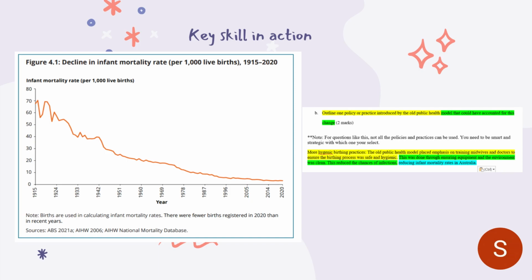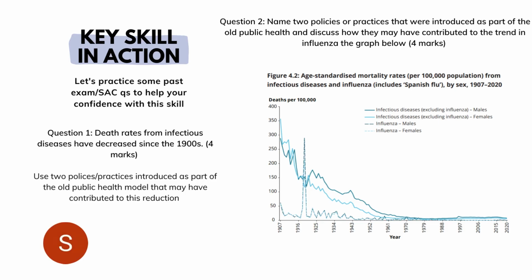There will be a couple of practice questions for you to give it a go now. They will have varying complexities, so an easier question and then working up to a little bit harder as well. Here are two questions to practice. The first one, question one, is one of those foundation level questions where there's no stimulus material attached. It's just giving you a statement: death rates from infectious diseases have decreased since the 1900s. Use two policies and practices introduced as part of the old public health model that may have contributed to this reduction. There's 4 marks there.